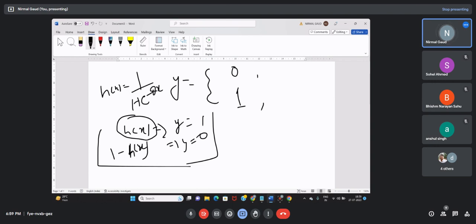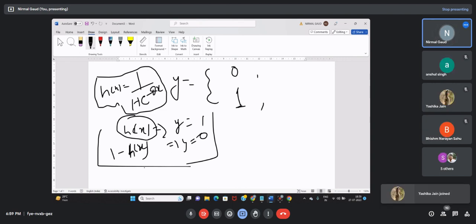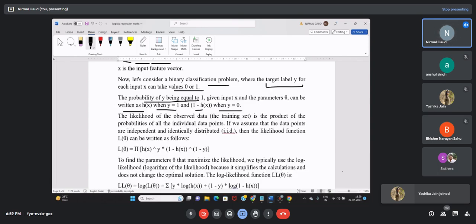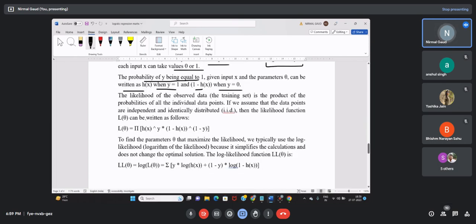This is your cost function, no? Is the sigmoid clear? And I need to solve this to bring out that particular cost function equation. So you are going to calculate the probability now. Let us assume that my actual output is 1, and at that time your predicted probability is h(x). So what will be your predicted probability when the value of y is 0? It will be 1 minus h(x). It's quite a simple understanding. Then what will happen next? They are saying that the likelihood of the observed data, that is the training set, is the product of the probabilities of all individual data points.